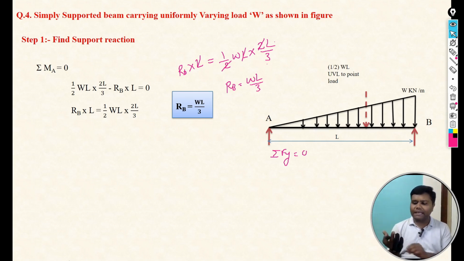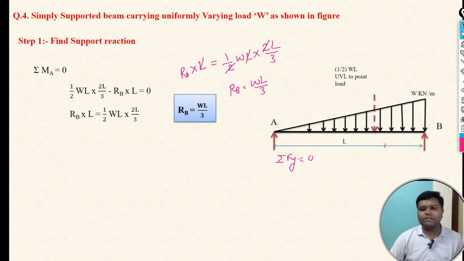We have to apply the summation Fy, that is, the other equilibrium condition: summation Fy equals 0, which means the algebraic sum of all vertical forces is equal to 0. Here Ra is a vertical reaction and Rb is also a vertical reaction. Both are upward, so we can consider Ra and Rb positive.